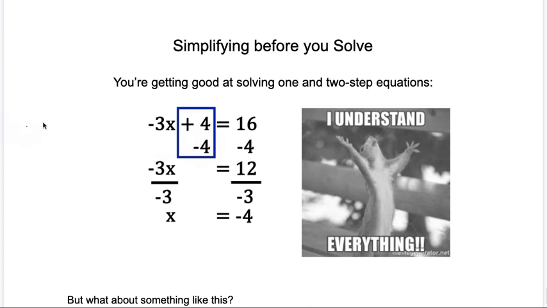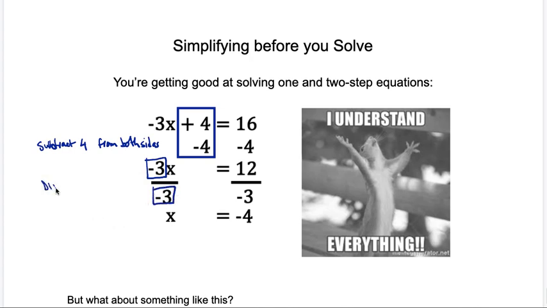Right here, we're looking at subtracting 4 from both sides. And then that gave us negative 3x equals 12. So because we were able to cancel that out. Now, the next thing, we dealt with the coefficient, right, by dividing by that coefficient on both sides.